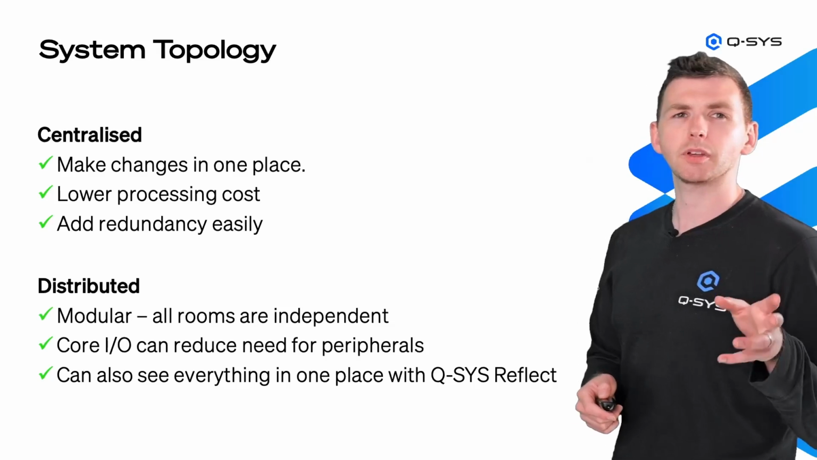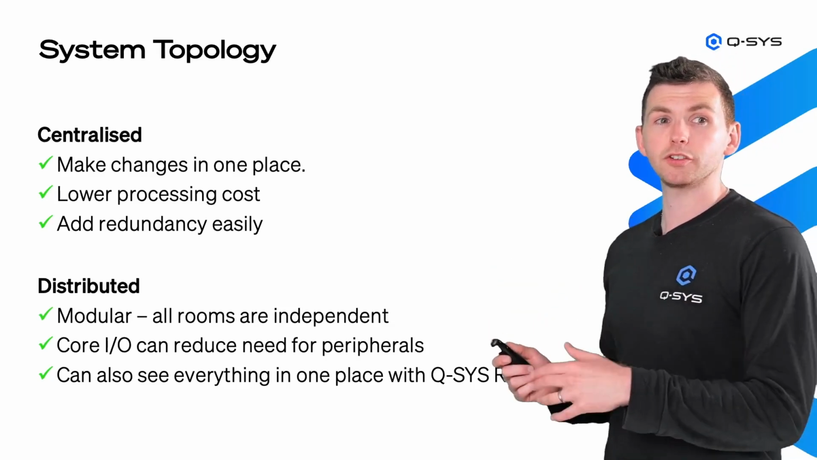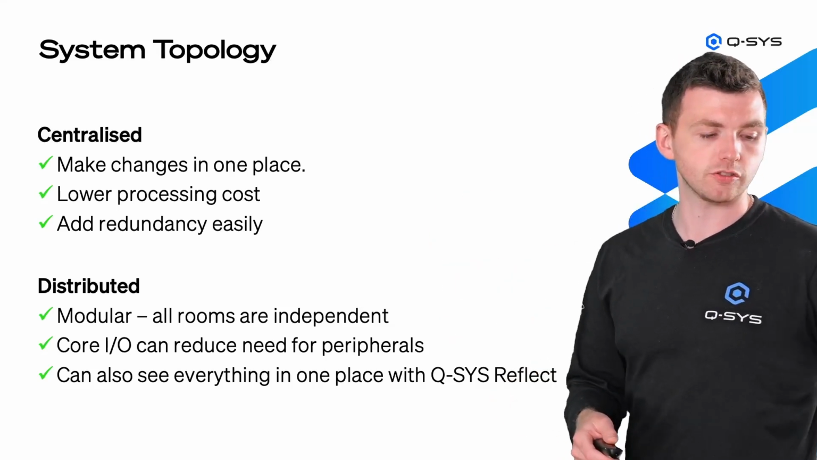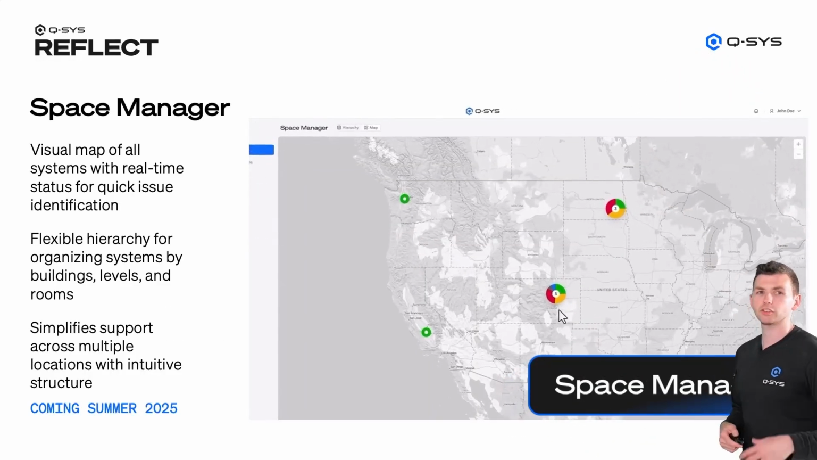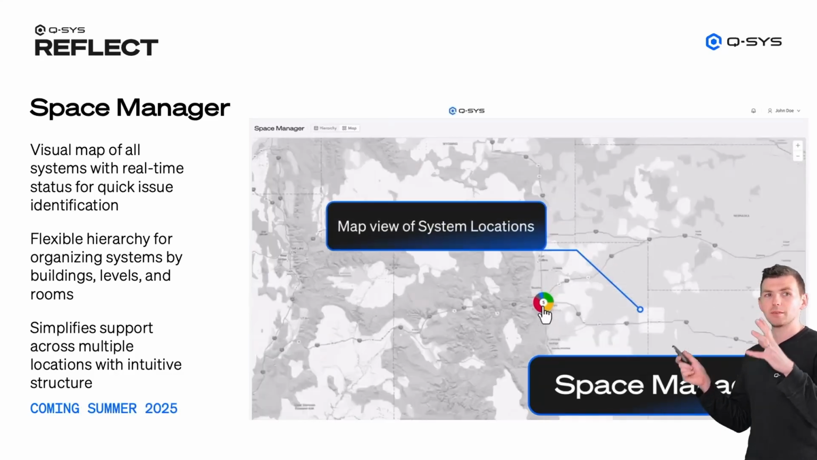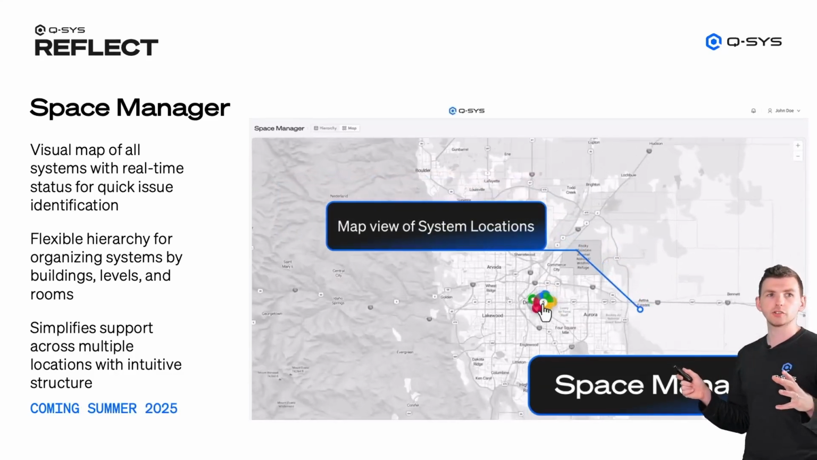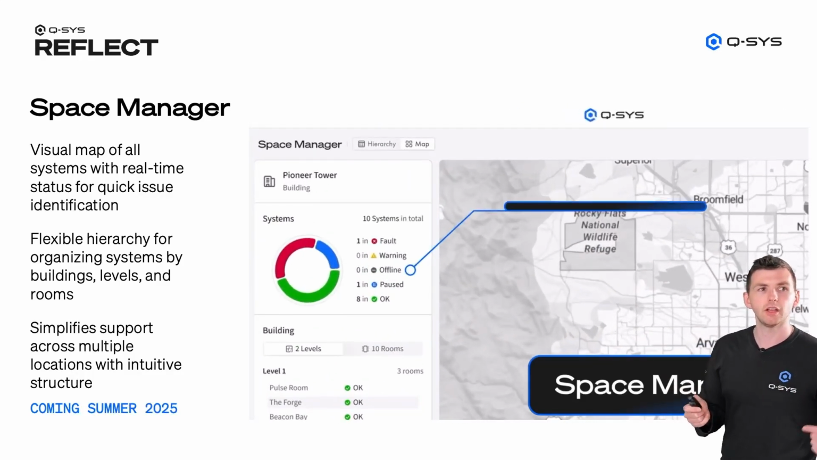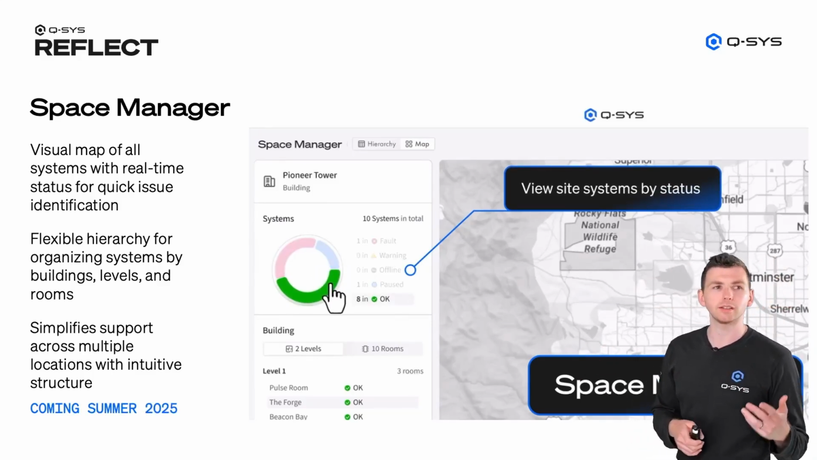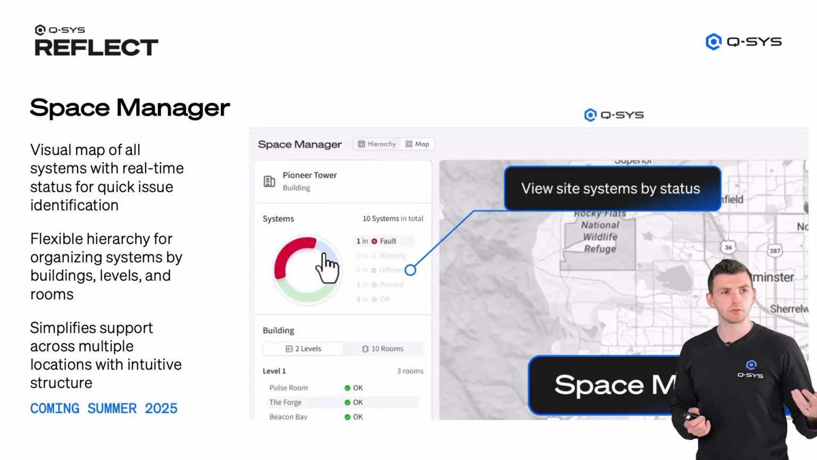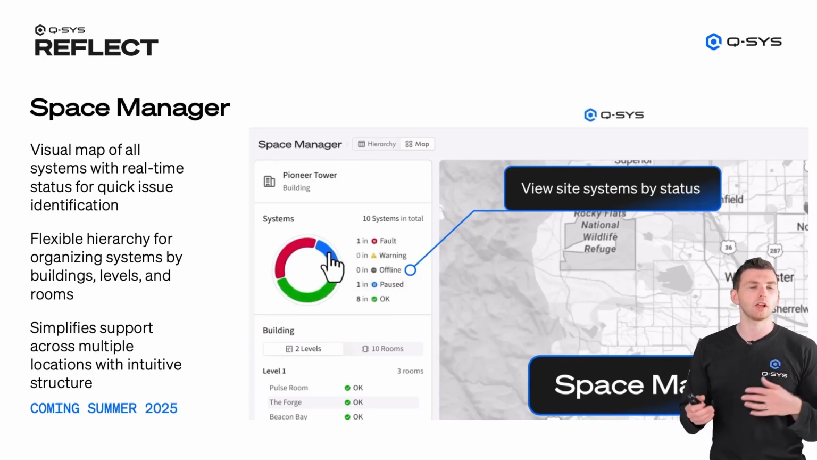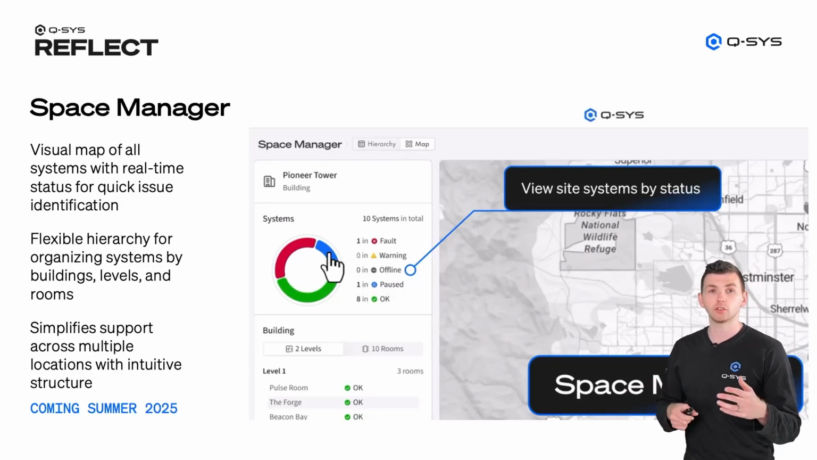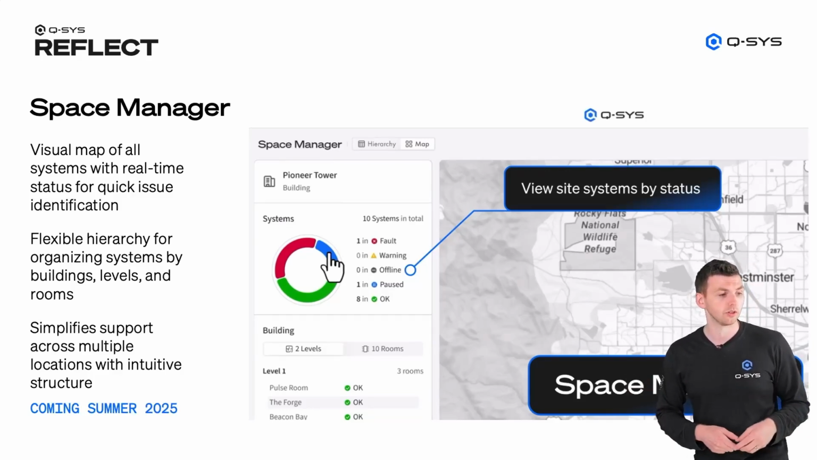Now let's take a look at an upcoming Reflect feature, which is really good for showing you whatever's going on across your organization, whether it's centralized or distributed. So here we have something called Space Manager. And this shows you a map view of all different system locations. You can quickly look around, and that doesn't matter if they're centralized or they're distributed. You can have a flexible hierarchy where you organize systems by buildings, levels, rooms. And that means you can deploy support across a lot of different locations pretty intuitively. So that's coming this summer. And of course that works with any Q-SYS core, any system that's on Reflect.